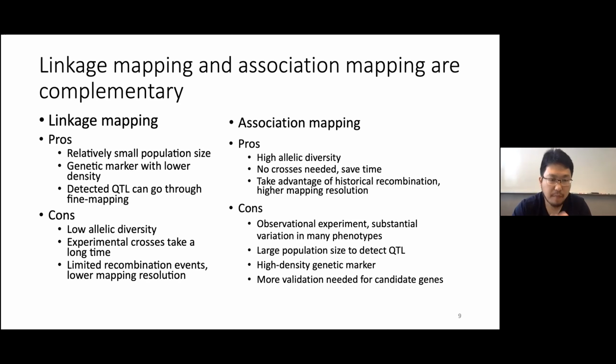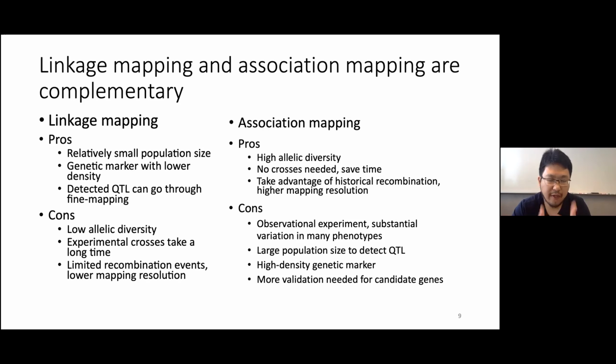But for linkage mapping, you only need a relatively small population size. Usually for a biparental population, let's take recombinant inbred lines, for example, there's usually the scale of 100 lines you need to do the QTL mapping. And you don't need that many SNP markers or other types of genetic markers because there are not that many recombination events that you need to capture.